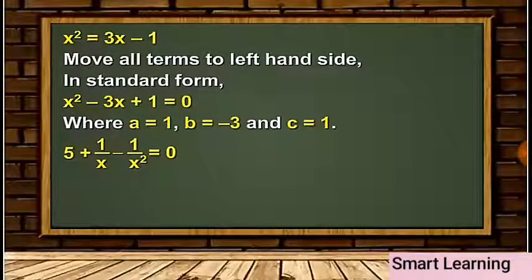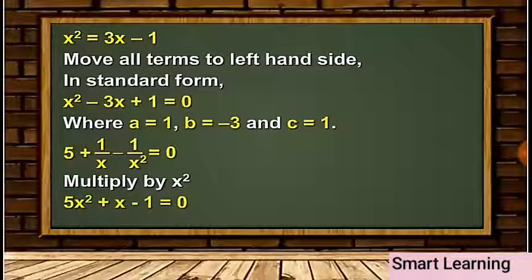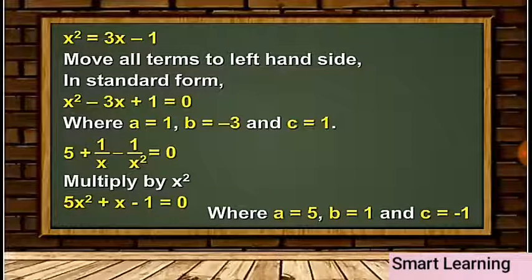The next quadratic equation in disguise is 5 + 1/x − 1/x² = 0. Multiply by x² on both sides, and here we have the standard form: 5x² + x − 1 = 0, where a = 5, b = 1 and c = −1.